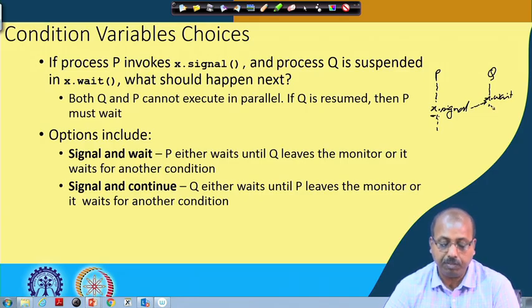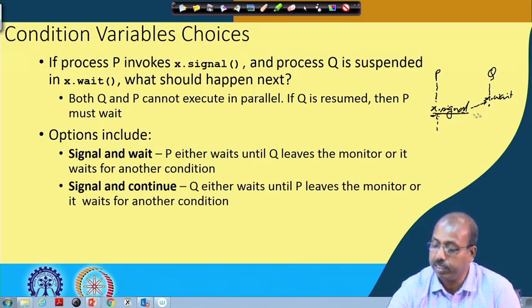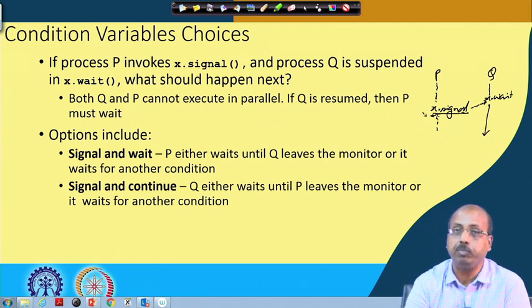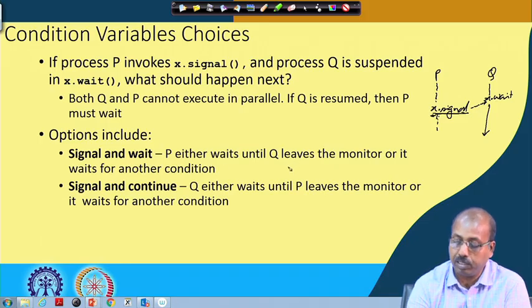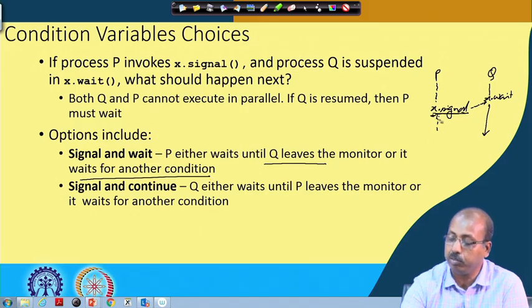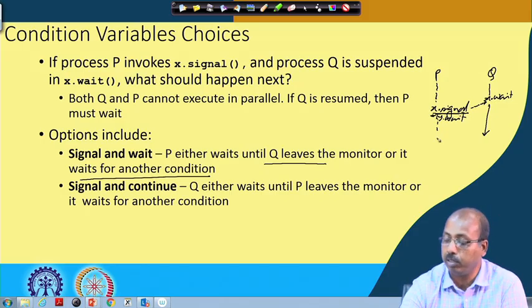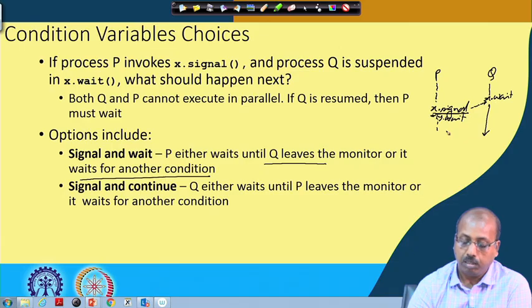The options that we have are signal and wait. P either waits until Q leaves the monitor, or it waits for another condition. After P has executed a signal statement, it must wait at this point till Q finishes, and only then will P enter the monitor again. That is one possibility. Either P waits until Q leaves the monitor, or it waits on some other variable, y dot wait, something like that. If it is waiting, then it is fine, but it cannot execute normal instructions, so it has to wait outside the monitor.